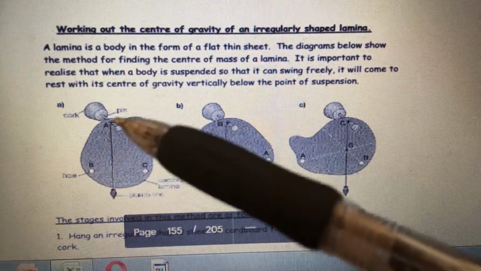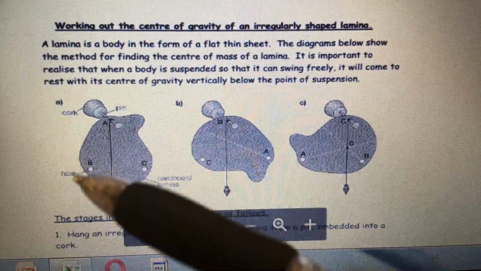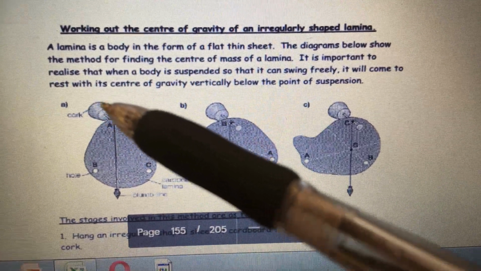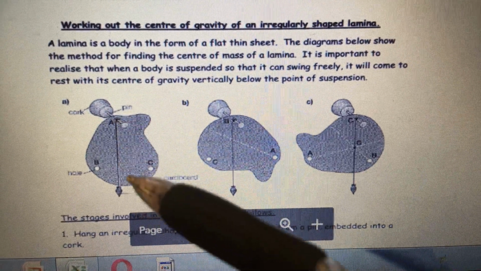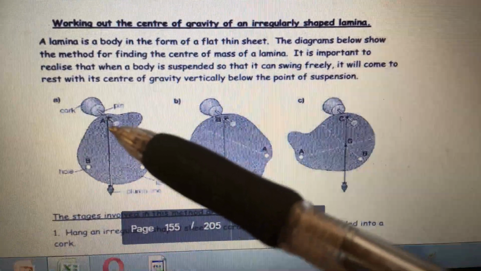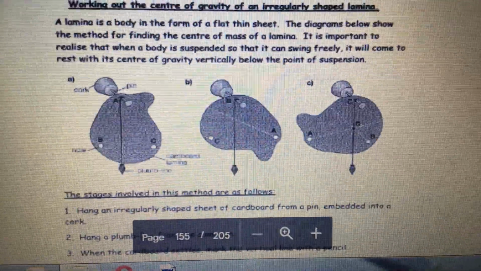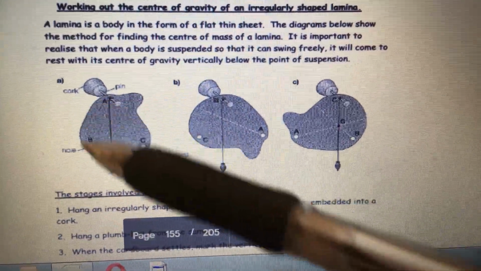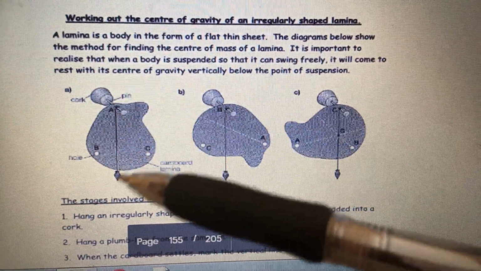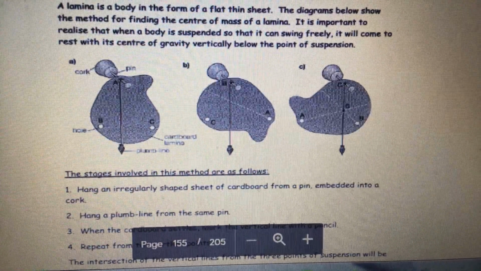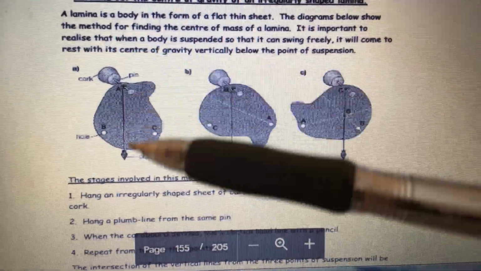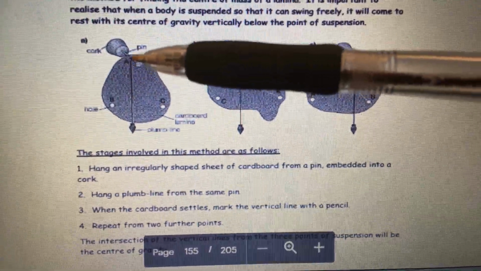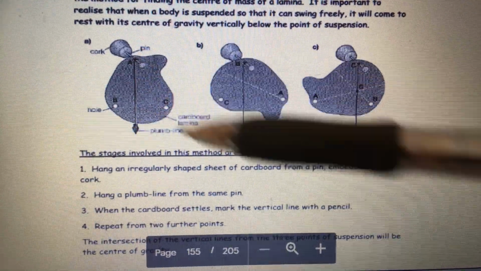So if you look at this shape, you can put 3 little holes on the shape, just spaced apart. Here you have a pin attached to a cork and a string with a little weight at the bottom. So the stages involved in this method are as follows. Hang an irregularly shaped sheet of cardboard from a pin embedded into a cork. This string with a weight is called a plumb line. Hang a plumb line from the same pin, as you can see. When the cardboard settles, mark the vertical line with the pencil, so draw a line along where the string is.